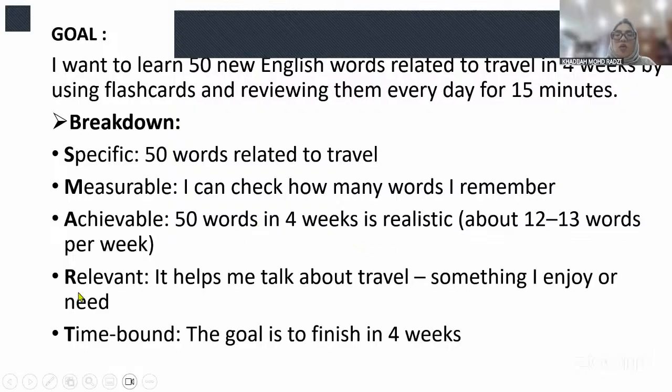And then your goal should be relevant. Why do you want to achieve this goal? Because it helps me to talk about travel or something I enjoy or need. And then your goal should be time bound. There is a specific time frame so that you know by 4 weeks, you should be able to know 50 new English words. So this is how you can set your goal in order for you to become a good language learner. Okay, it should be specific, measurable, achievable, relevant, and time-bound, SMART.